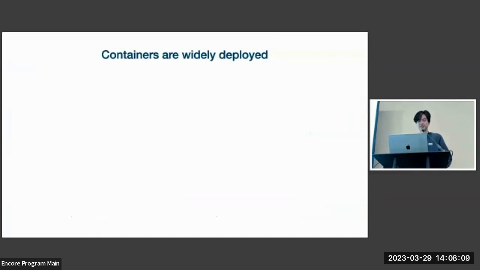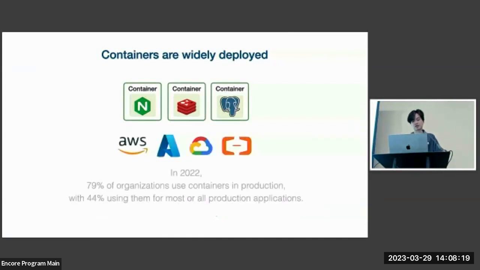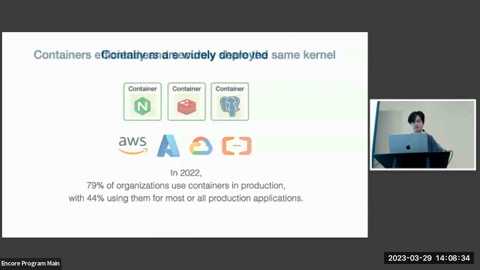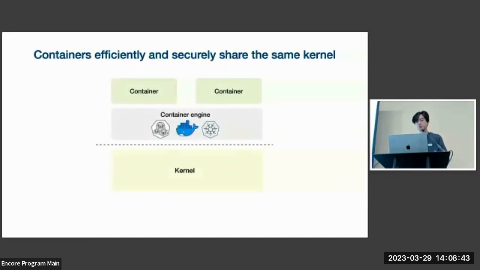Containers are widely used today. Developers use containers to easily deploy applications, and as a result, they have been widely used in data center and the cloud. A recent survey shows that 79% of organizations use containers in production and 44% using them for most or all production applications. So why are containers so popular? A simple answer would be that they can share the same kernel efficiently and securely. This requires isolation between containers, but who's providing it?